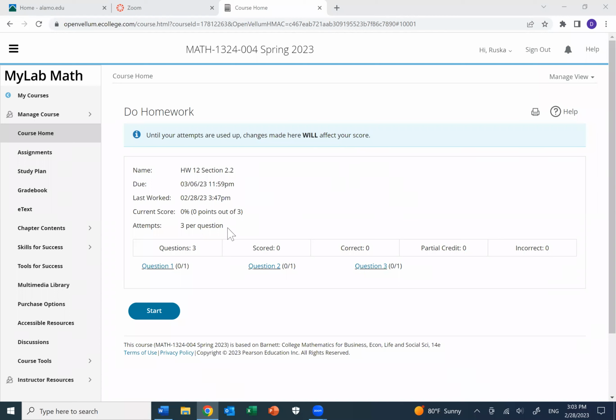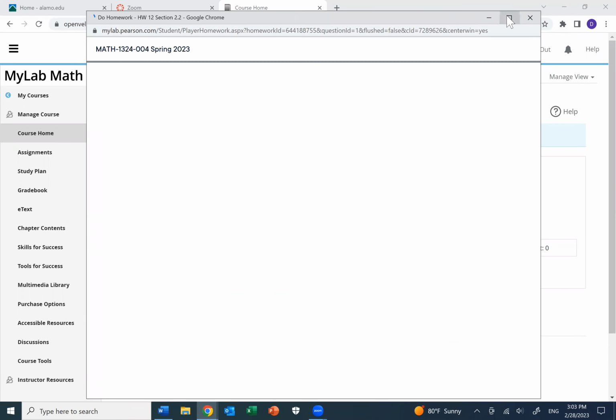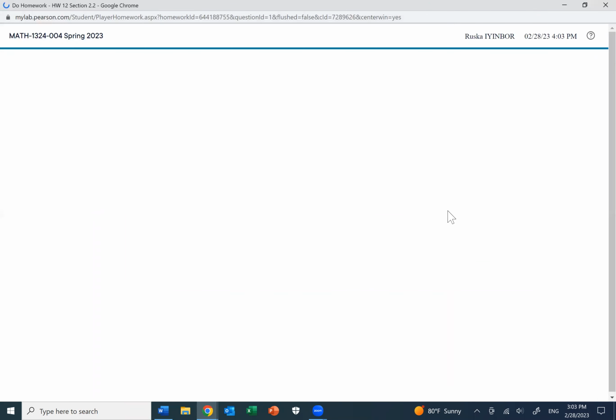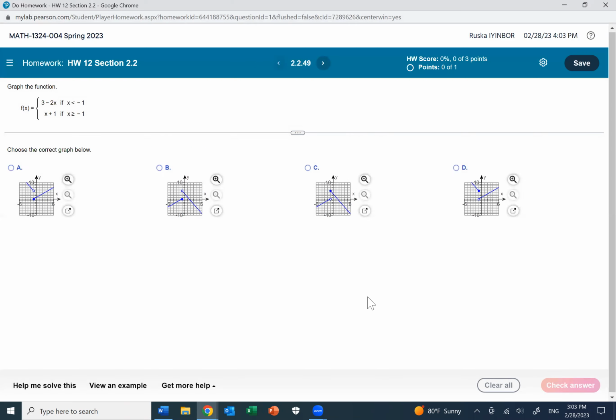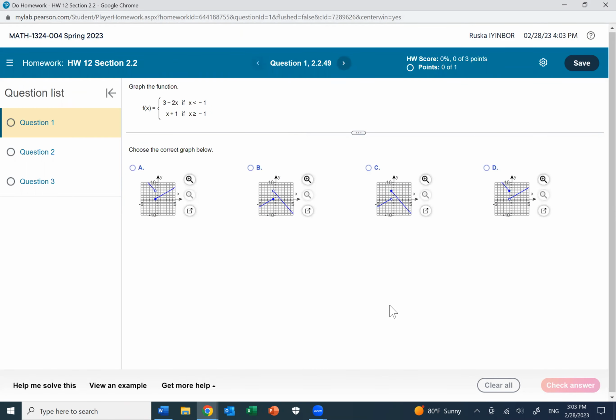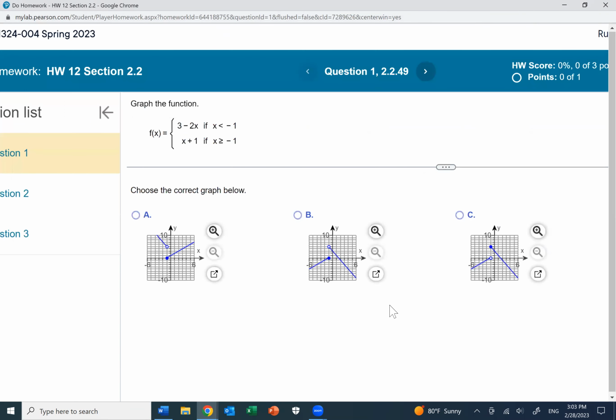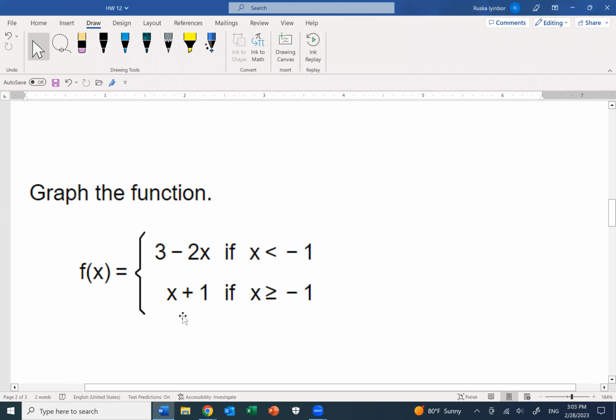Okay, so we're back here. We have homework 12. So I'm going to open the first question. So this is the actual question I have from my homework 12. And I screenshotted 3 minus 2x and x plus 1. And it's the same question.